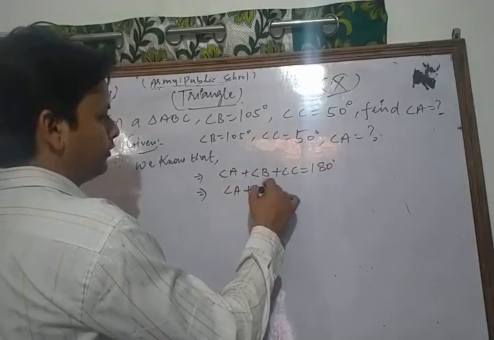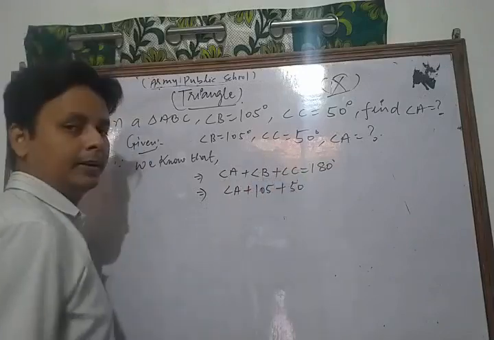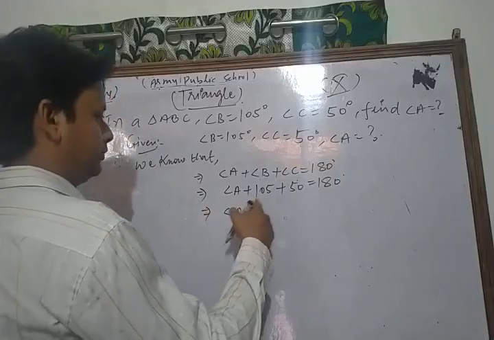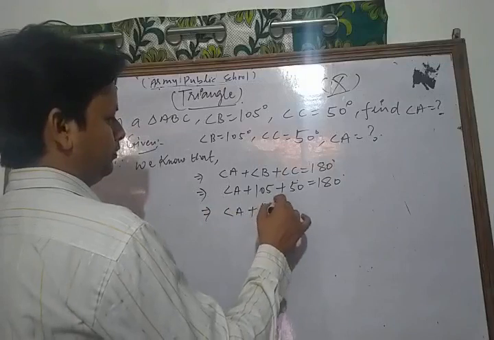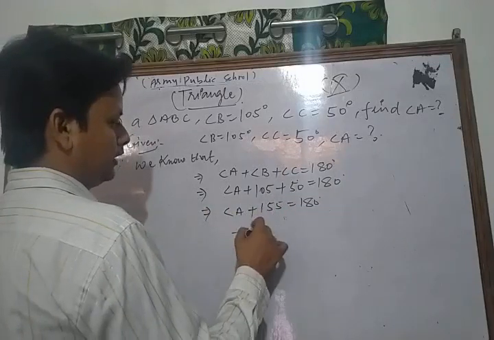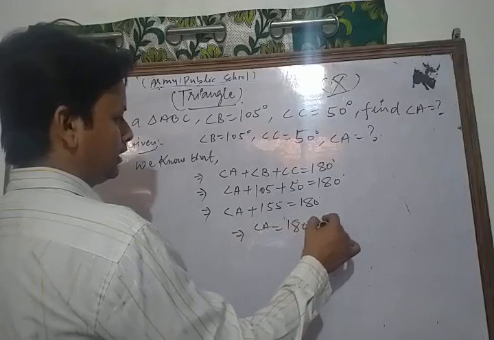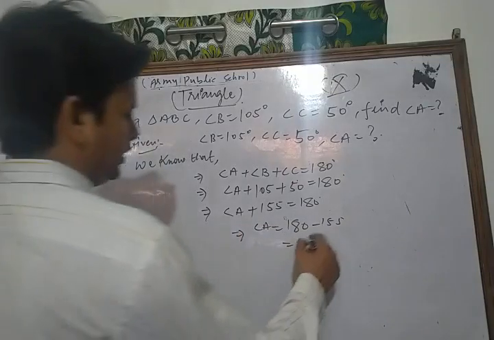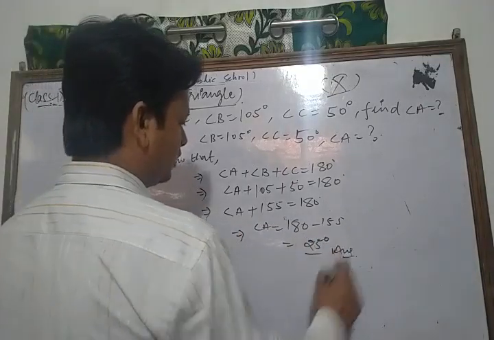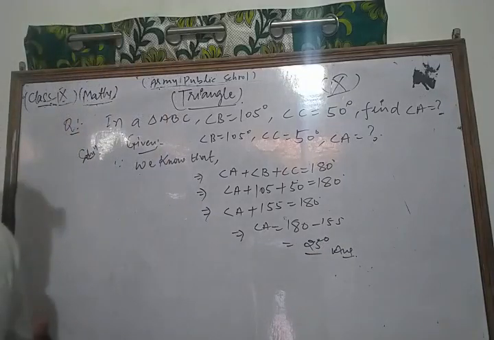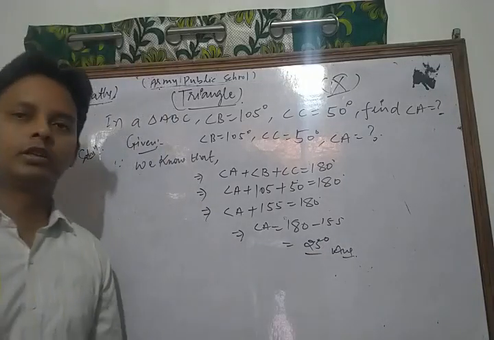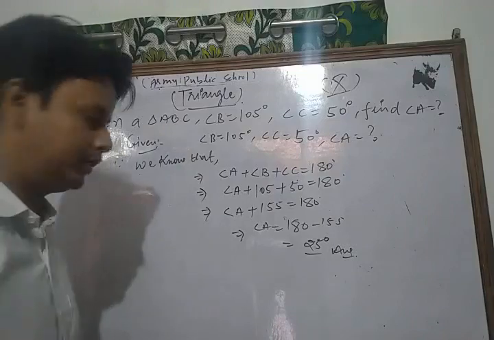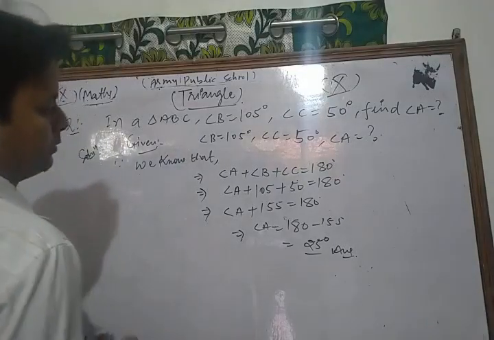Angle B is 105, angle C is 50. You write as it is. So we have angle A plus 155 equals 180. Thus angle A is equal to 180 minus 155, which is 25. Thus, in this way, dear student, the value of angle A is 25 degrees. So in this way, you apply the angle sum property of the triangle. Now we take and solve some other important question based on that property.